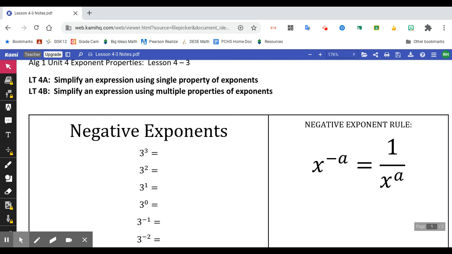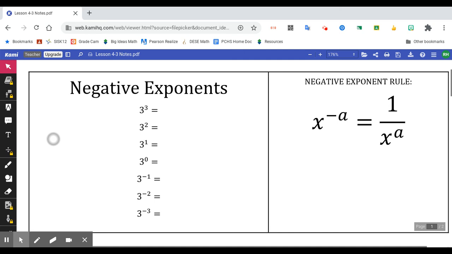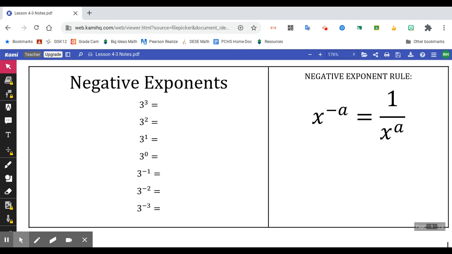All right, you guys. So today we are going to figure out the last lesson of this unit with exponent properties. And today we are talking about using negative exponents. All right. So to kind of explain to you what this is, this first little box here is more about showing you what happens when you start to see negative exponents and what they do. Kind of explains it a little bit.